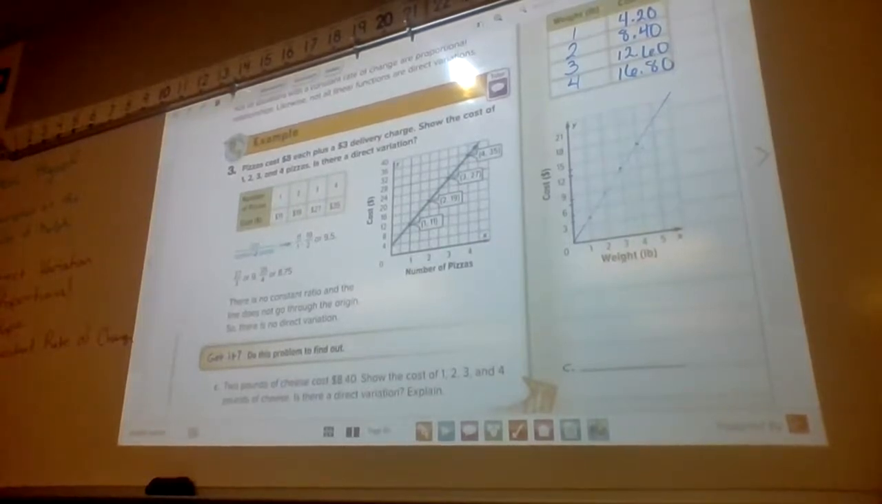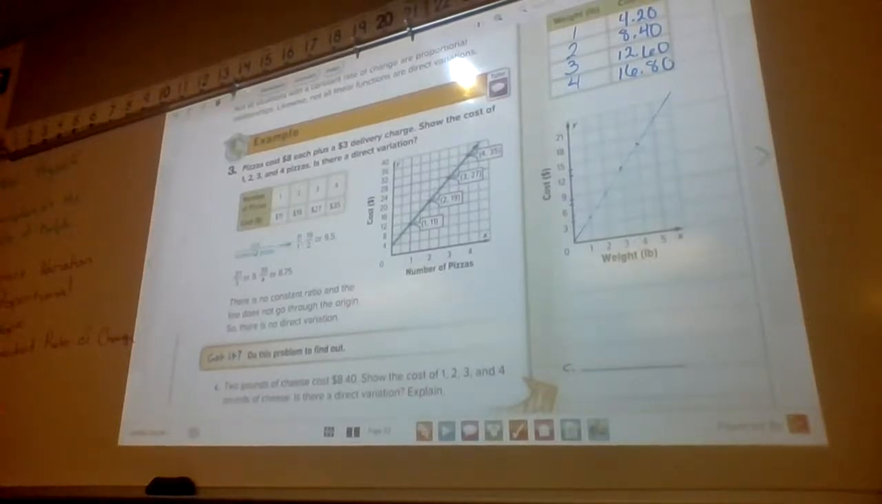Do you know if it's a direct variation? What's a direct variation? Is it a direct variation? Yeah. How do you know it's a direct variation? Because it's proportional. Annalise, direct variation means it's proportional. If it's proportional, it's a direct variation. That's basically what it means.